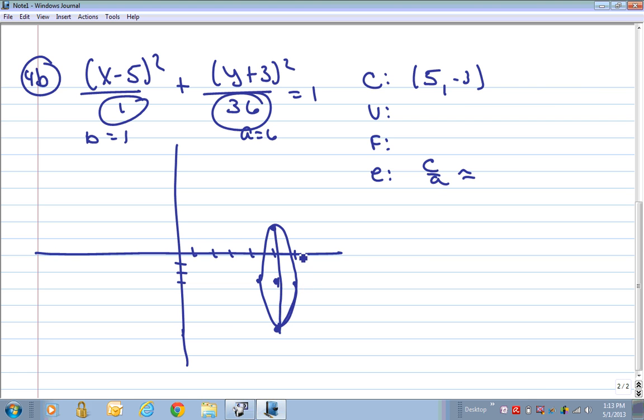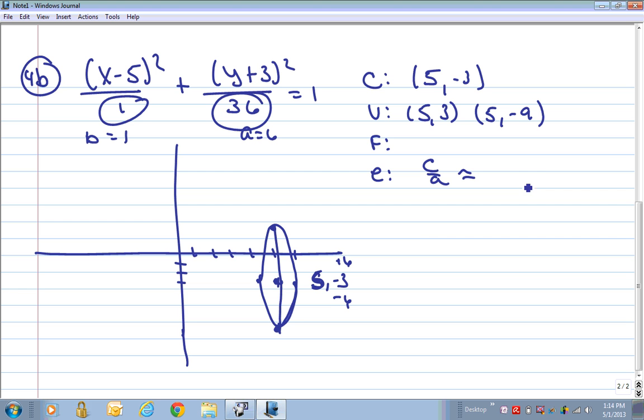Now, our vertices, remember this ordered pair was at (5, -3). And we went up and down, so we changed our Y value. We went up 6 and down 6. So -3 plus 6 would be 3, so that would put us at (5, 3). And -3 minus 6 was -9, so it was at (5, -9).